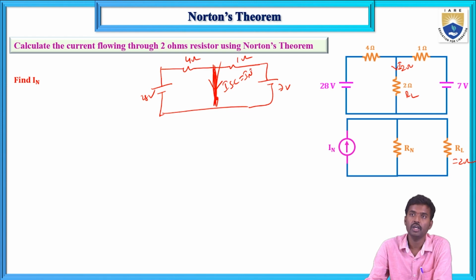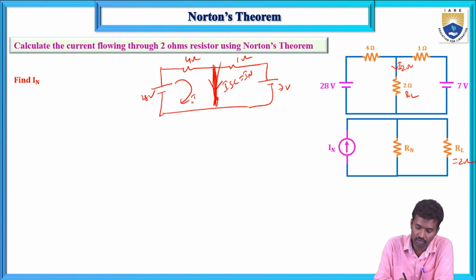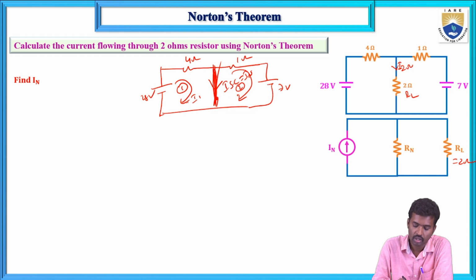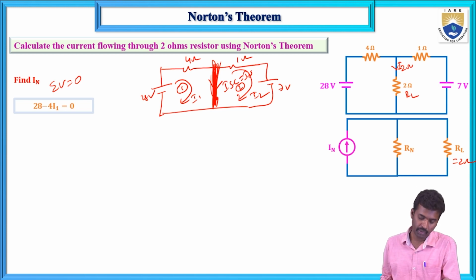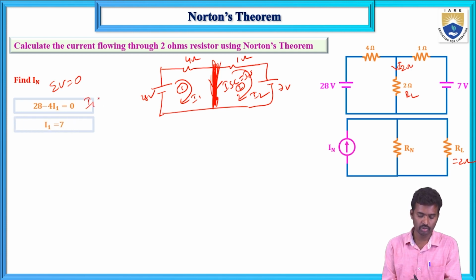Now, how will you calculate the short circuit current, the Norton's current? You can use any method, nodal or mesh. Here I am using mesh analysis, mesh 1 and mesh 2, two meshes, and assume the mesh currents I1 and I2 in clockwise direction. If you apply KVL in each mesh, for the first equation, the algebraic sum of voltages in a loop equals 0 according to Kirchhoff's voltage law. So 28 minus 4I1 equals 0, and you will get I1 equals 28 by 4, that means 7.